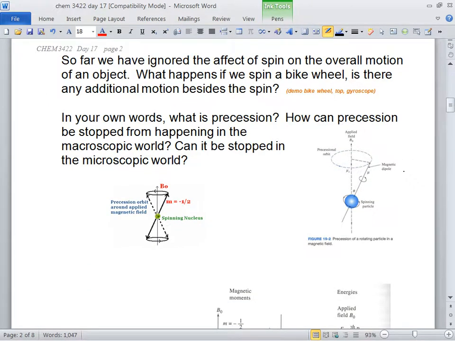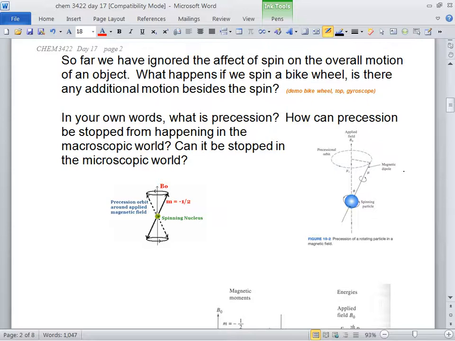Oh, I went Alyssa now. Okay, so far we have noticed the effect of spin on the overall motion of an object. What happens if we spin a bike wheel? Is there any additional motion besides the spin? Okay, there's the word angular momentum. Angular momentum is, but that doesn't really answer the question. But we should describe angular momentum since you mentioned it.